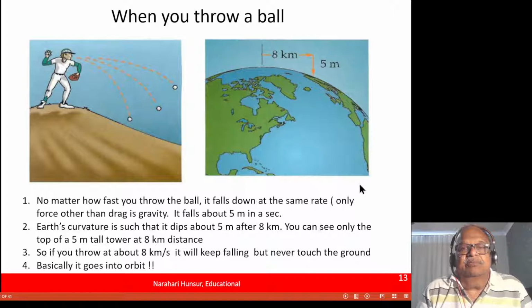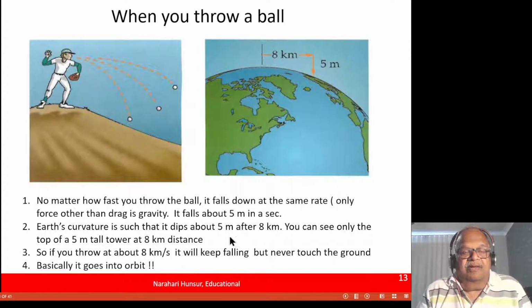Now there's another interesting point. If you look at the curvature of the Earth, Earth is spherical in shape, you see in the right picture that at a distance of 8 kilometers, the Earth's surface has moved away from your eyesight by about 5 meters. Which means, let's say you have a tower at this point which is 5 meters tall, then from your standing point you will see only the top of the tower. So essentially, Earth's curvature is such that it dips about 5 meters after 8 kilometers.